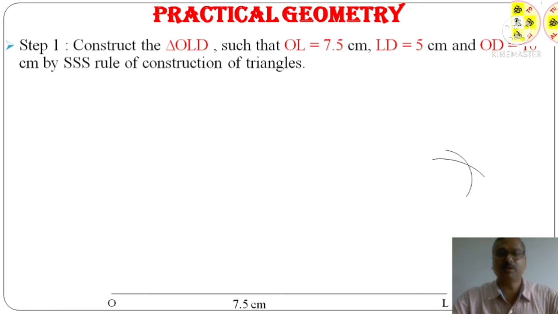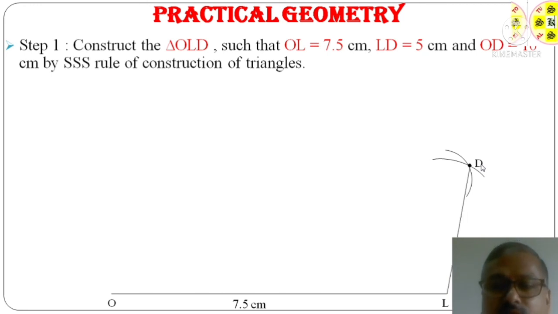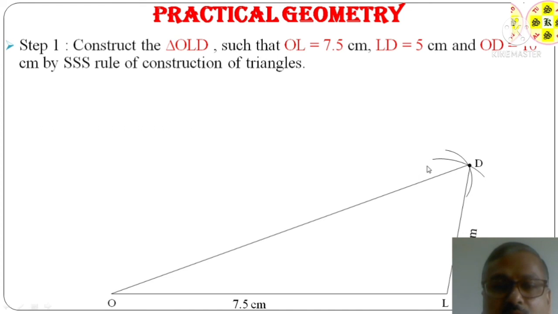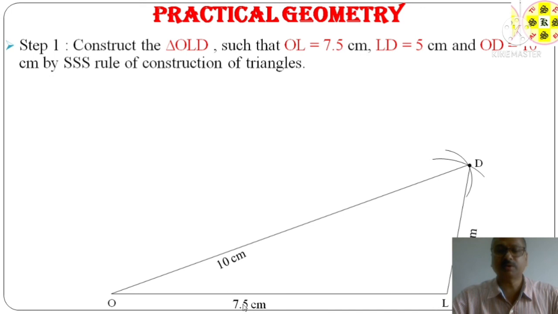sufficient. This is 7.5 centimeter. After that we mark, that is taking radius OL equal to 7.5 from O, this is 7.5, LD 5 centimeter radius, we draw an arc, again OD 10 centimeter radius, we draw another arc, they meet at the point D. Now we join DL and DO, which completes the construction of the triangle OLD as per the given measurement 7.5, 5, 10.